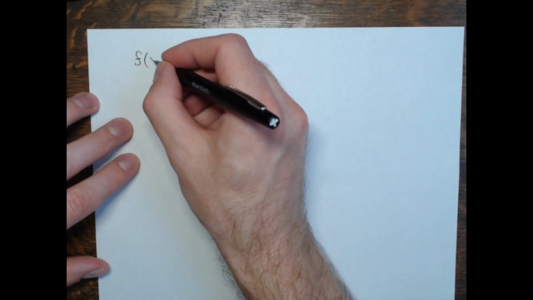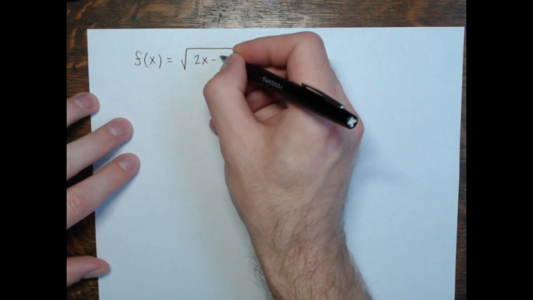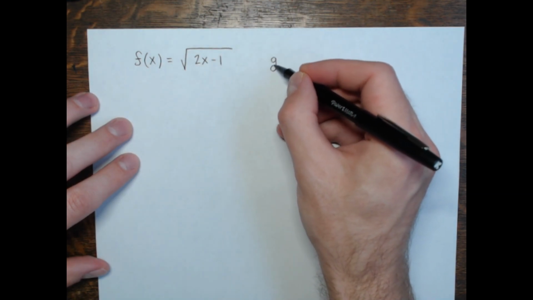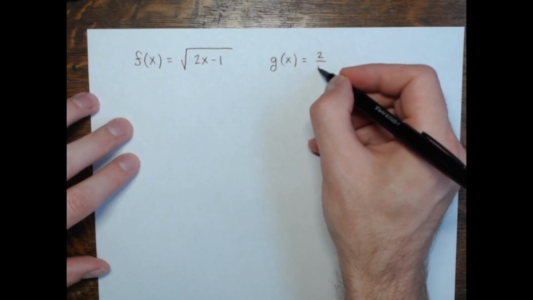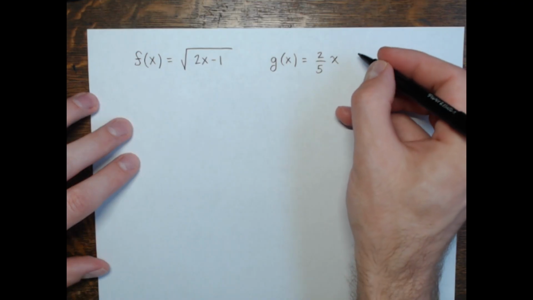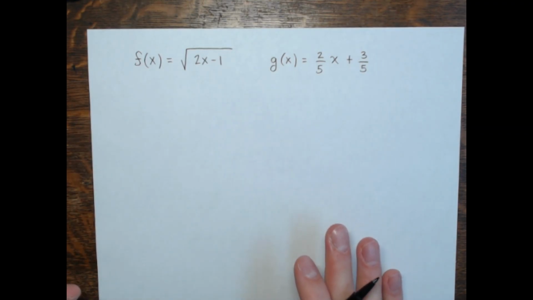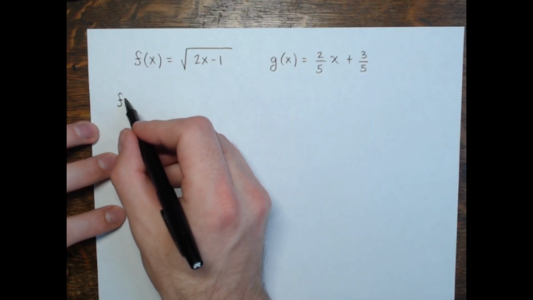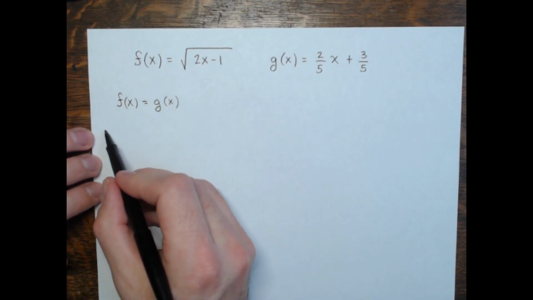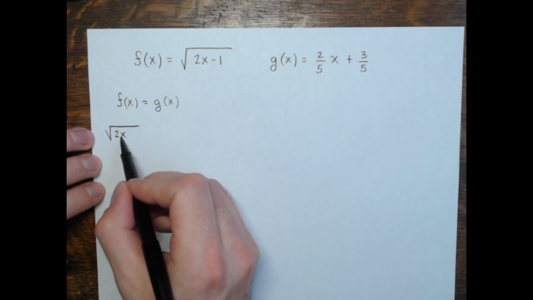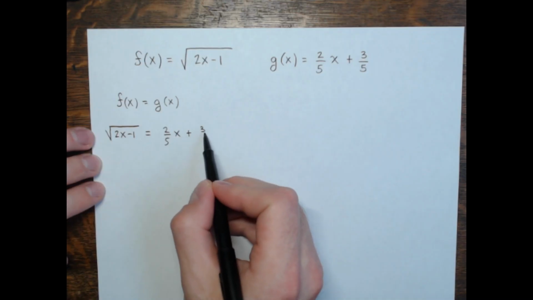So here we're given f of x equals the square root of 2x minus 1, and g of x is 2/5 x plus 3/5. So again, no interval is given. So I'm going to figure out where they cross, right? So solve this equation here. Where is f of x going to be equal to g of x? So where is the square root of 2x minus 1 going to be equal to 2/5 x plus 3/5?